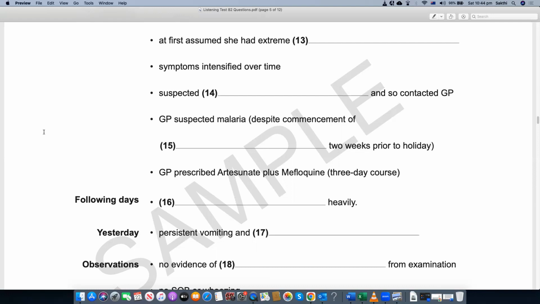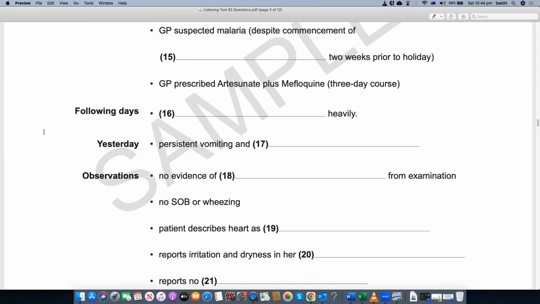I tried Lariam a few years ago, but it gave me really odd dreams, so I didn't want to take that again. Anyway, the doctor said some sorts of malaria are resistant to these drugs, and I know I did get a few bites when we were there. He gave me some pills to take for 3 days, just in case it was malaria.